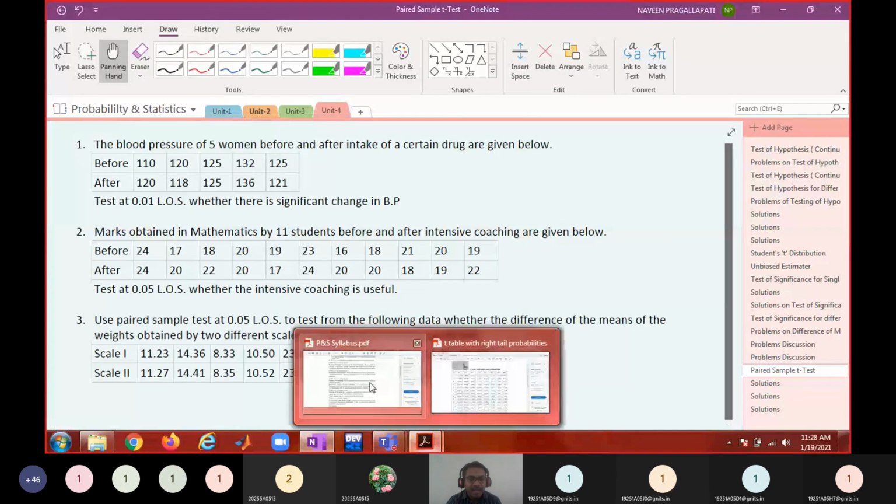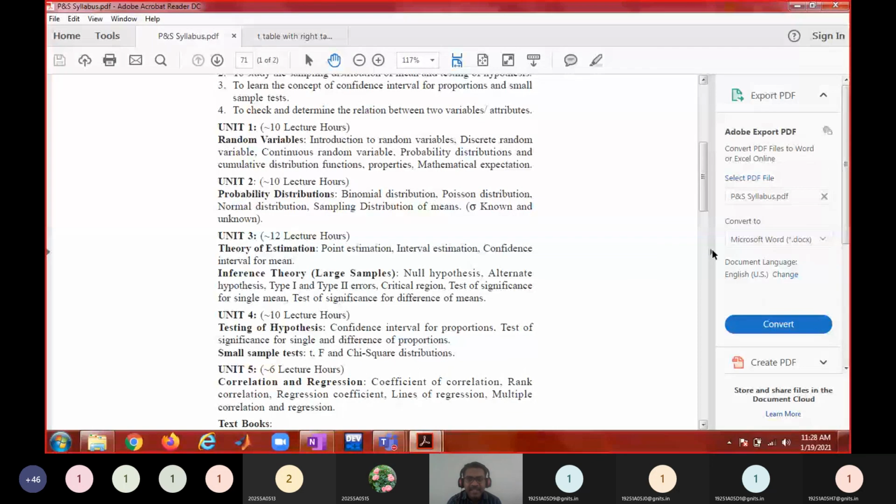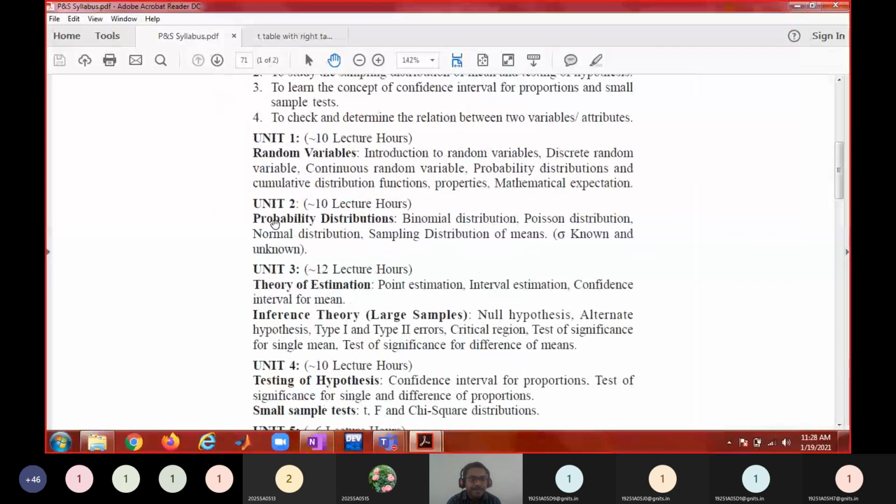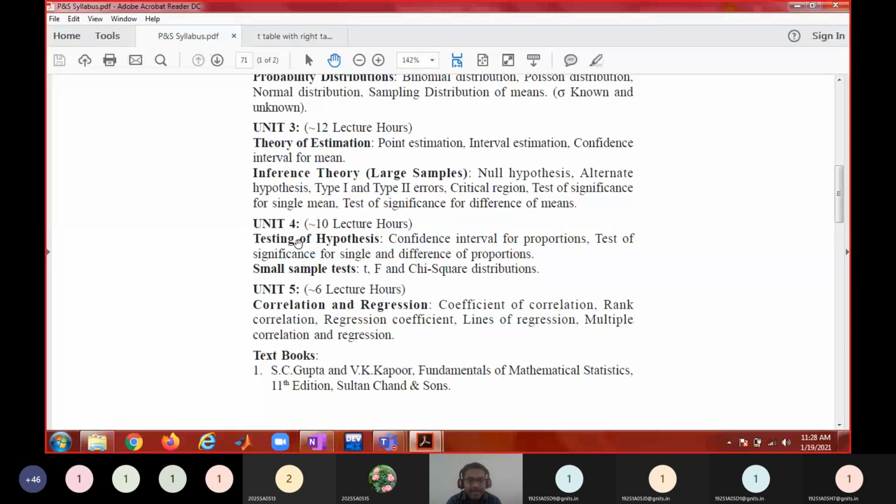And with this, we have completed the discussion on small sample tests. Look here, we have completed this t-test. Still we have to do the confidence interval for proportion. We have done the test of significance for single and difference of proportions for large samples, and for small samples we have completed single mean, difference of means and paired sample t-test. In the coming classes I am going to discuss the F distribution, chi-square distribution and the related tests. After completing this, we will see confidence intervals for proportions. With that, your fourth unit will be over.